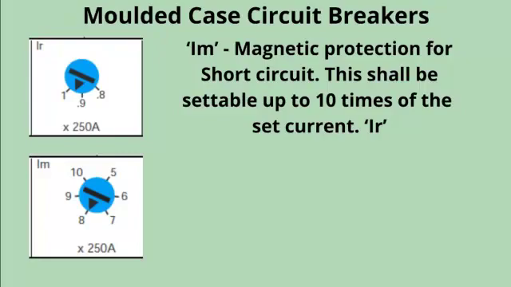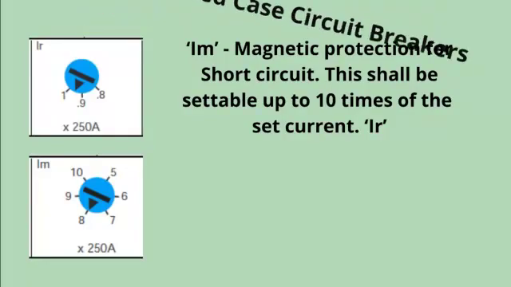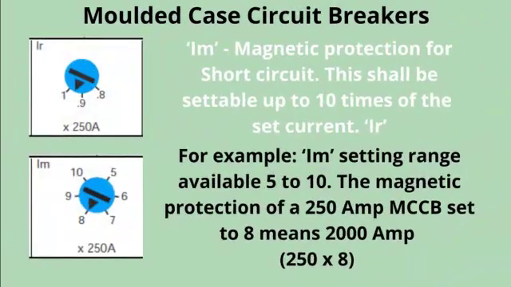Magnetic protection for short circuit. This shall be settable up to 10 times of the set current. For example, Im setting range available 5 to 10. The magnetic protection of a 250 amp MCCB set to 8 means 2000 amp. 250 multiplied by 8.